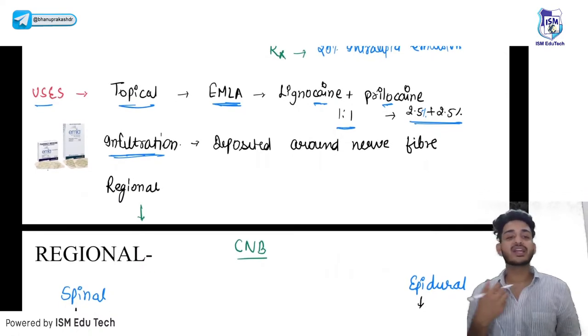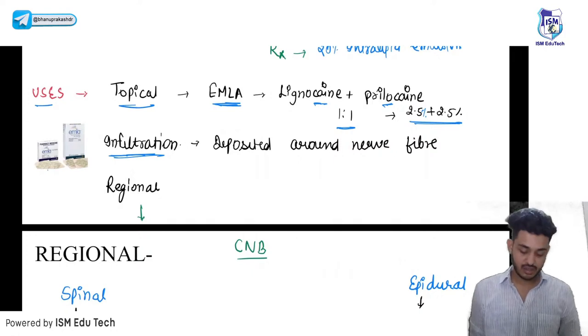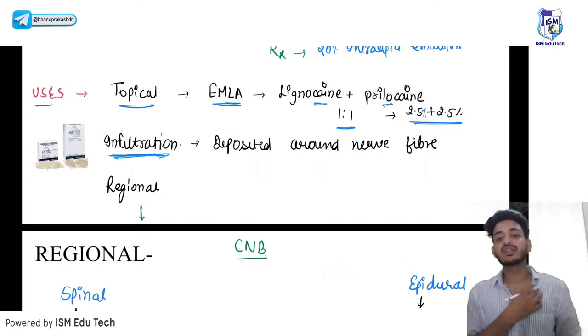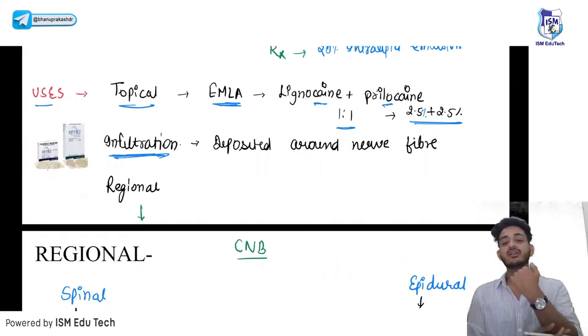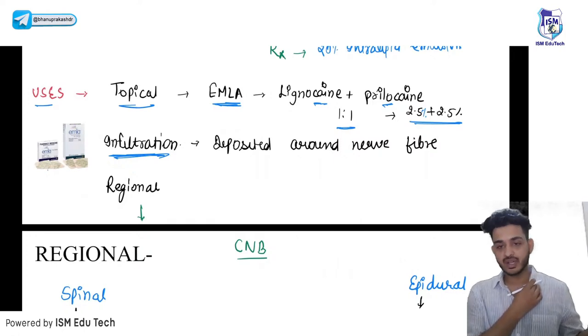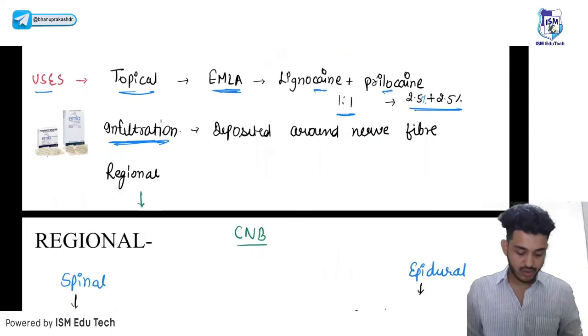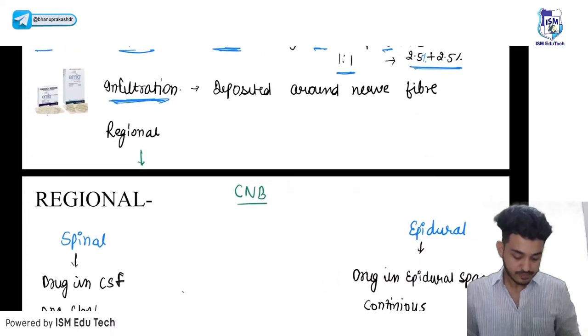If I want to block the brachial plexus, I can use the local anesthetic drug, and there will be loss of sensation. If I want to do a surgery, I can block the brachial plexus. For surgeries of 1 to 2 hours, it will be very easy.